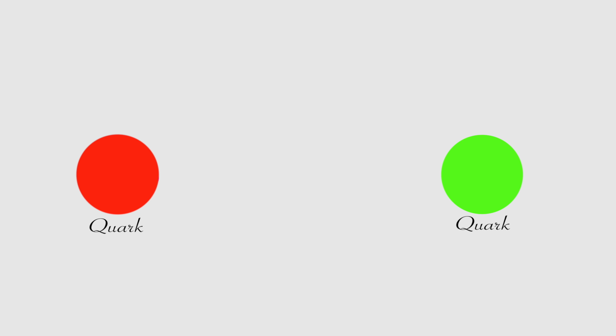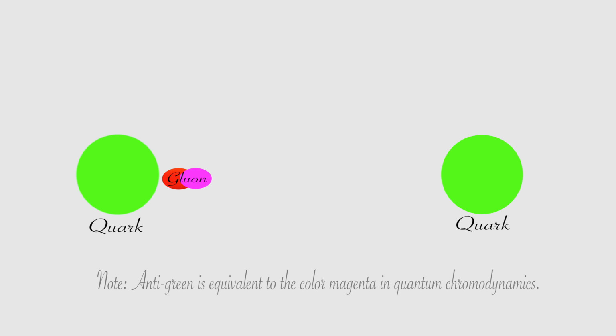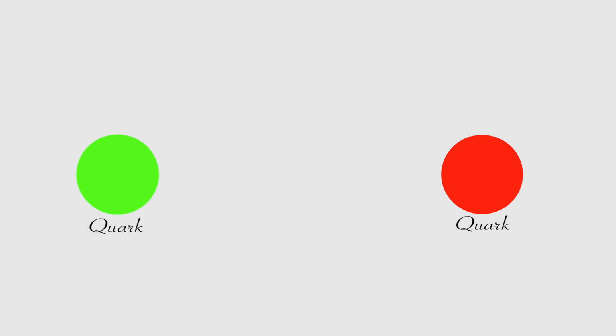Firstly, it needs to emit a gluon. It has to emit a red anti-green gluon. The reason is because we want to preserve the color. Since we have a red quark and it's becoming a green quark, we need to emit that red color. But since we want to preserve that red color, we also need the gluon to have an anti-green color. Now let's say a green quark absorbs this anti-green red gluon. Then the greens will cancel and we'll just get a red quark. So we see that the colors have interchanged right here.